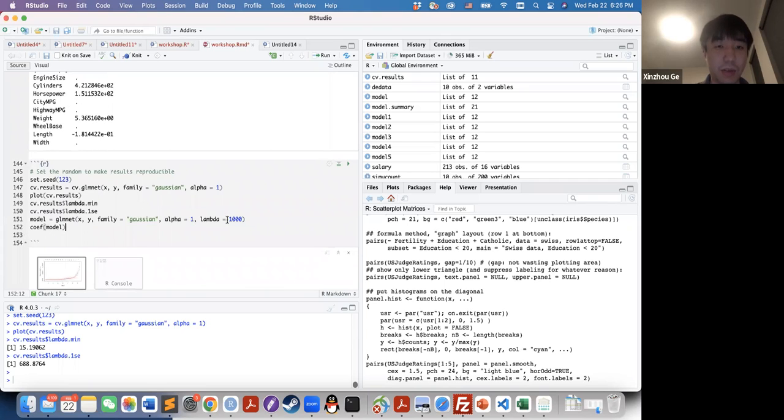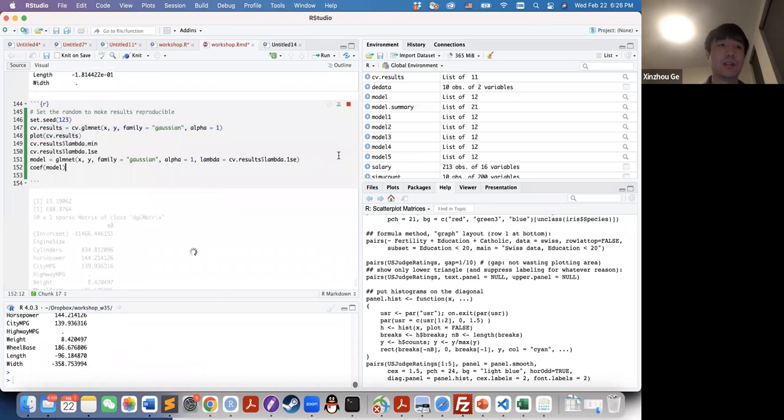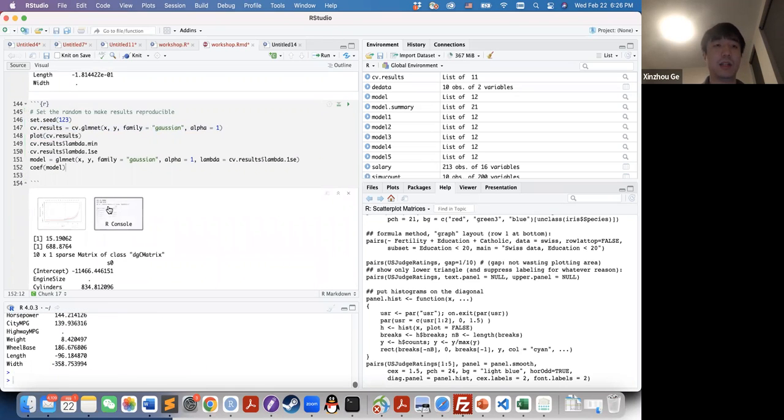as our lambda. For example, if you would like to use the larger lambda, which is the lambda 1SE, we can fit this model using this lambda and look at the coefficients. So this will be the whole procedure of lasso regression or ridge regression. We have two steps. First, select the best lambda, and then run the model using the selected lambda.